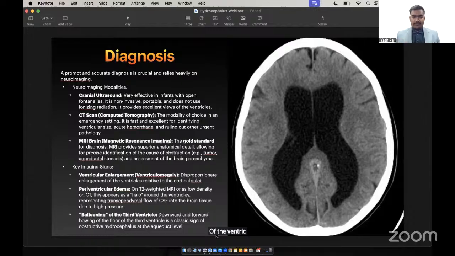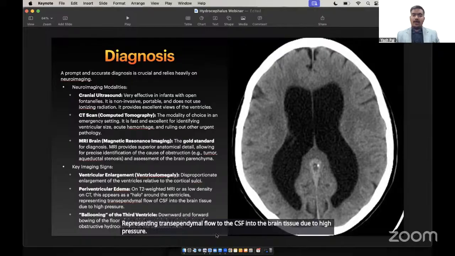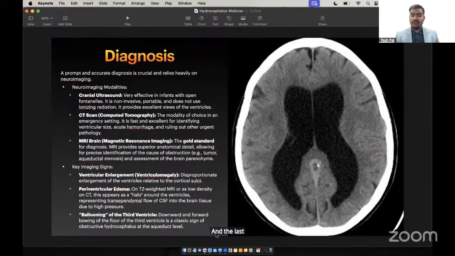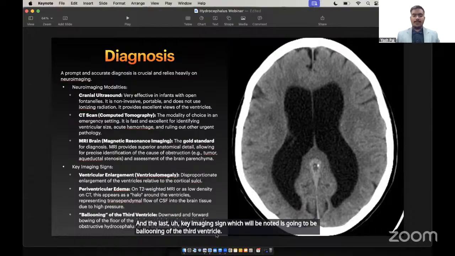Periventricular edema, on T2-weighted MRI or as low density on CT, appears as a halo around the ventricles, representing transependymal flow of CSF into the brain tissue due to high pressure. And the last key imaging sign to be noted is ballooning of the third ventricle.